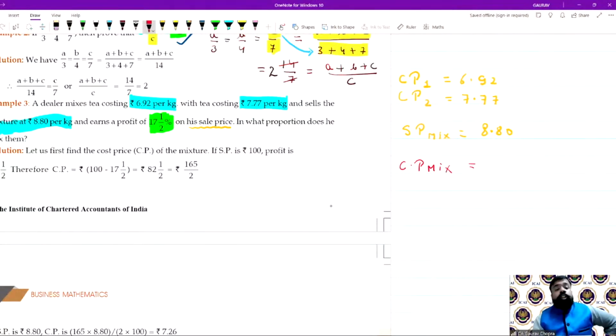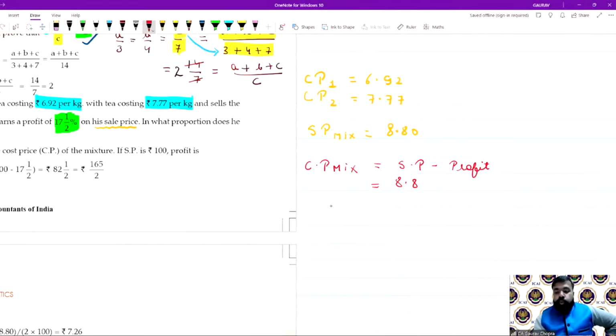In order to calculate the cost price, what do we have to do? Selling price minus profit. Subtract profit from the selling price. So now, what is the profit? It is 17.5%. So type 8.8 on your calculator. Then press minus. Then write 17.5 and then percentage. You will get the result of the cost price. Come on, let me know what is the result. How much are you getting?